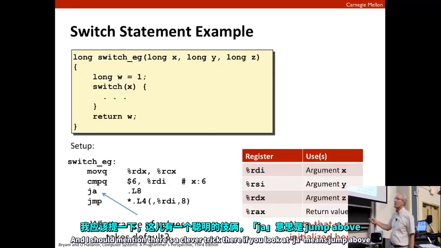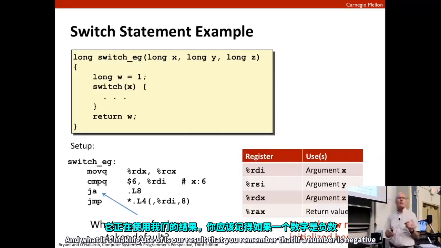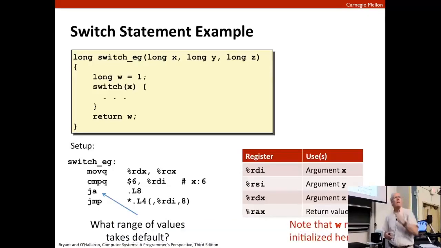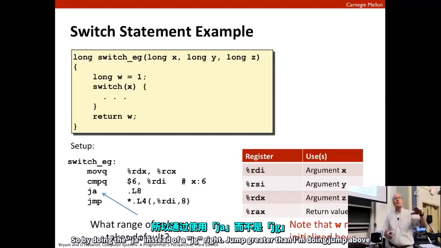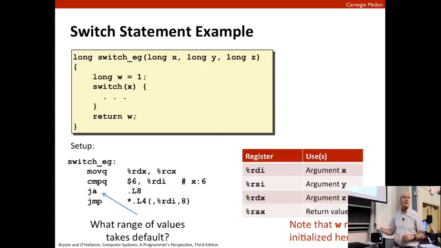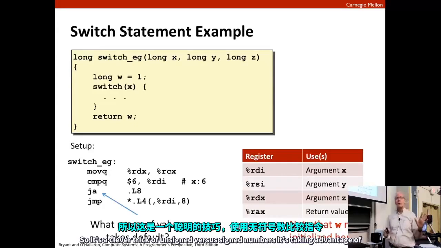If you look at JA, which means jump above, that's the unsigned comparison. And what it's making use of is our result that, you remember, if a number is negative and you think of it as an unsigned value, it becomes a very large positive value. So by doing the JA instead of a JG, jump greater than, I'm saying I want to jump to the default if X is greater than 6, but also it will cause it to jump if X is less than 0. Got it? So it's a clever trick of unsigned versus signed numbers it's taking advantage of.